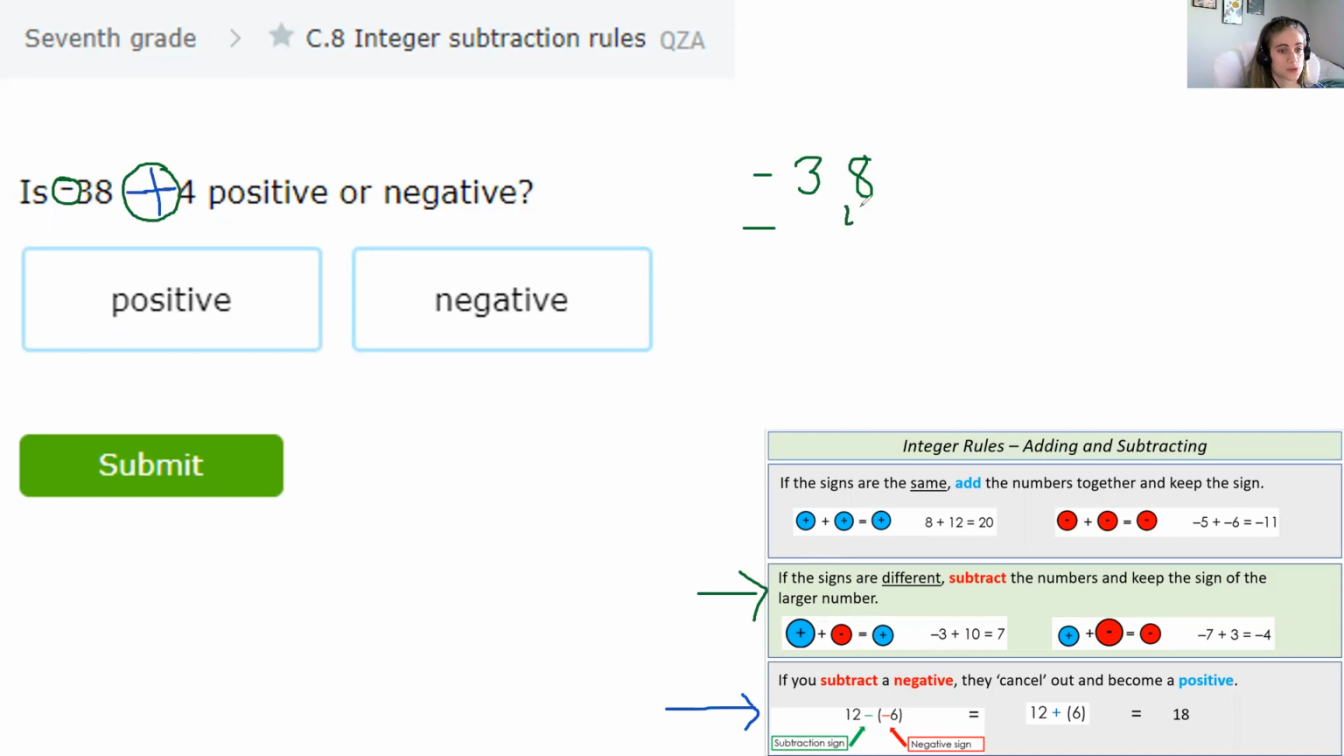So we're going to subtract. 8 minus 4 is 4. 3 minus 0 is 3. And we take the sign of the larger number. Well, 38 is larger than 4. And 38 was negative. Therefore, our answer is a -34. Right. I think we got another one to try here. Yep.